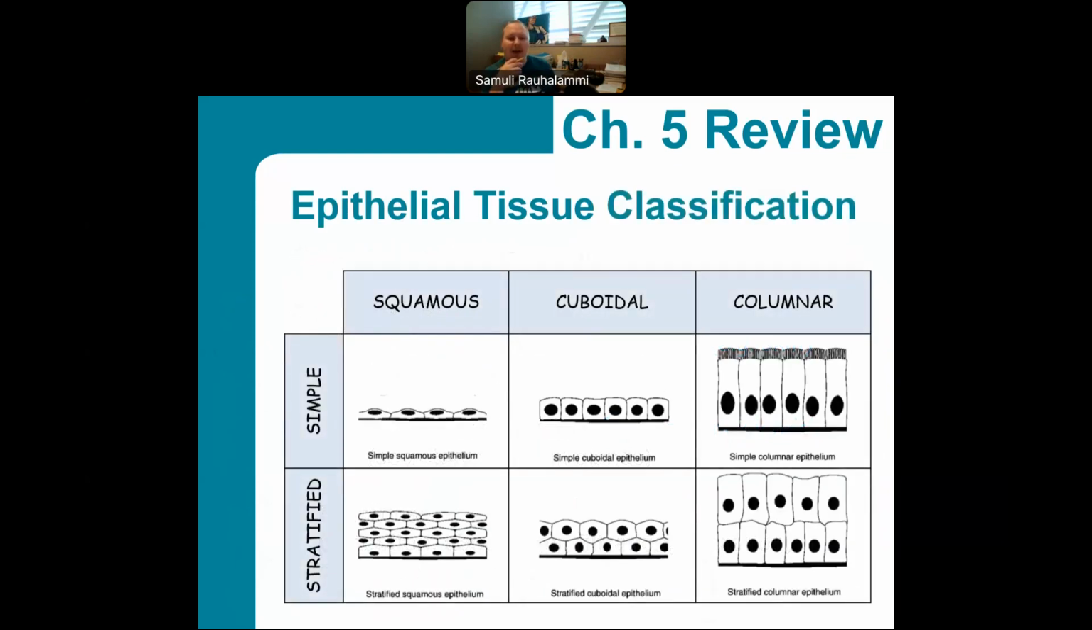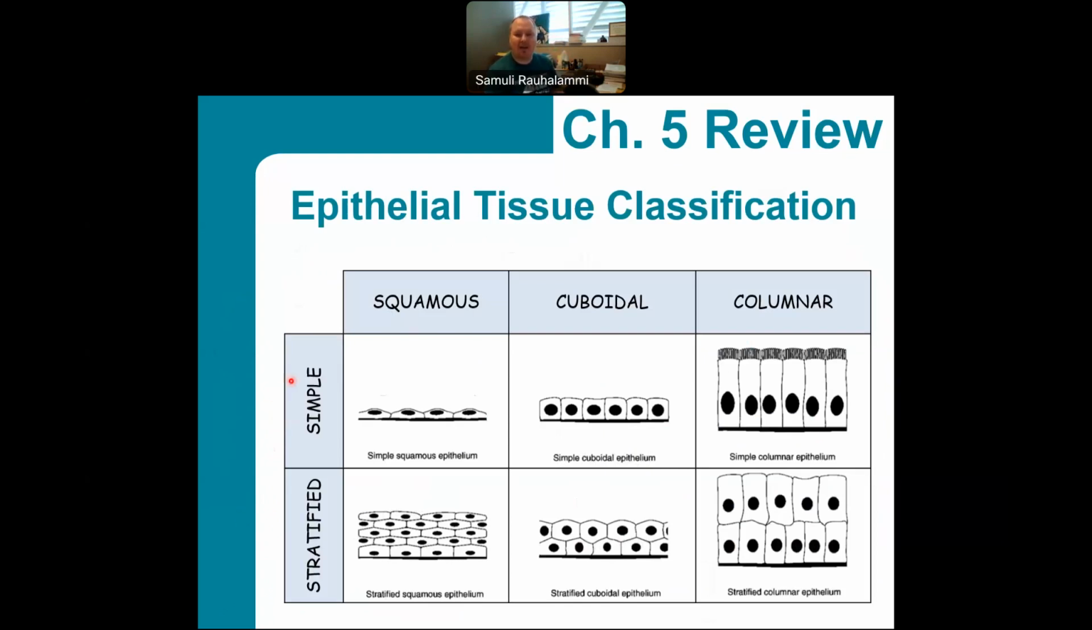Here I have a rather interesting and important table for us to look at. The reason why this table is so valuable is that it actually gives us two ways of classifying epithelial tissues. Not all epithelial tissues are the same. And let's see if I can take out a laser pointer for us. We're going to start with what we're seeing here on the left-hand side: classifying epithelial tissues based on the number of layers of cells that we're going to see.